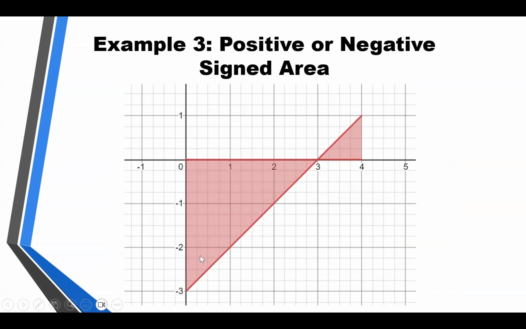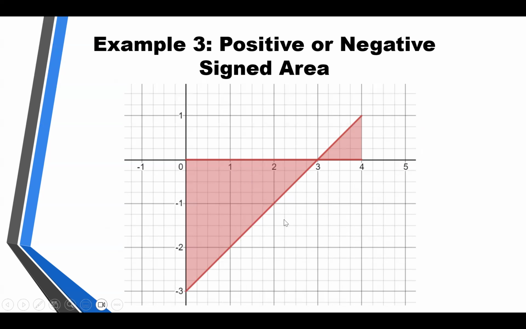We can take a look at another example. Let's take this line that goes from 0, -3 all the way to 4, 1. And we're looking at it from 0 to 4. Now, in this case, the signed area is going to be negative because the part that is underneath the x-axis is bigger than the part that's above the x-axis. So this signed area is going to be negative.